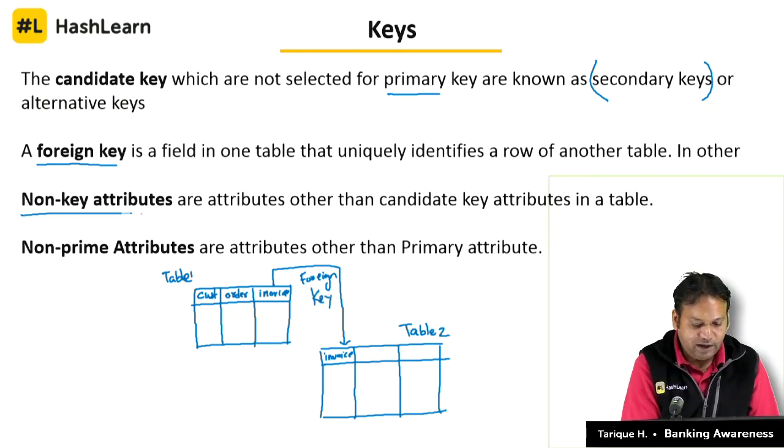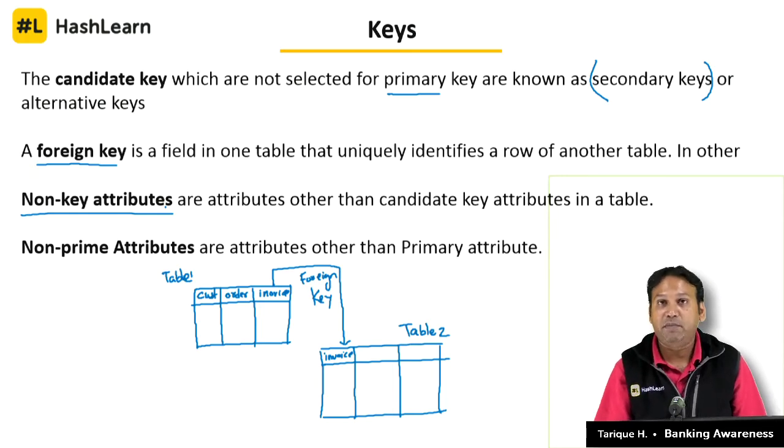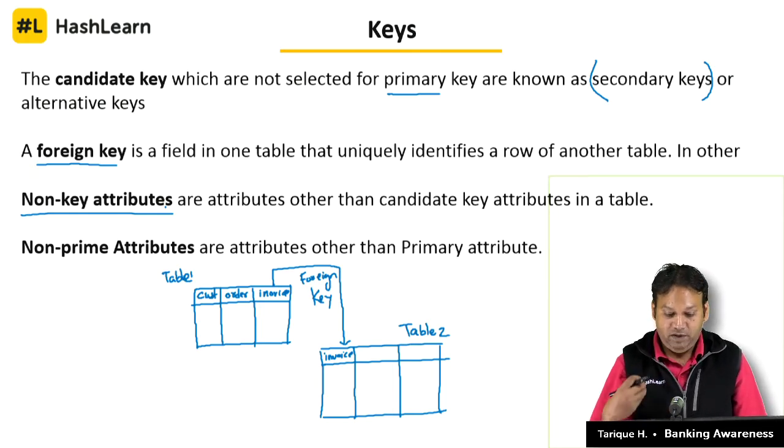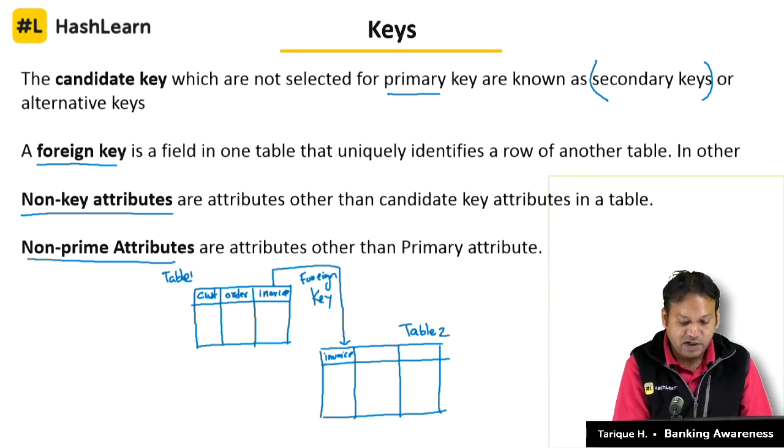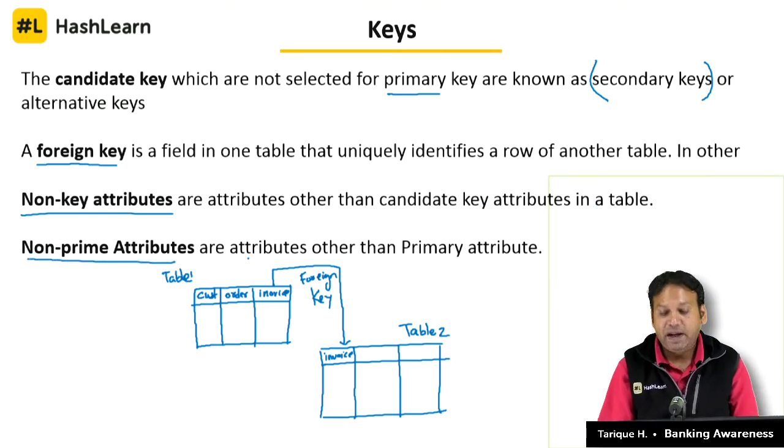Now what are non-key attributes? In the beginning itself I told you, those attributes, those columns which are not primary key are called non-key attributes. Other than candidate key attributes in a table are non-key attributes, and non-prime attributes are attributes other than primary attributes.